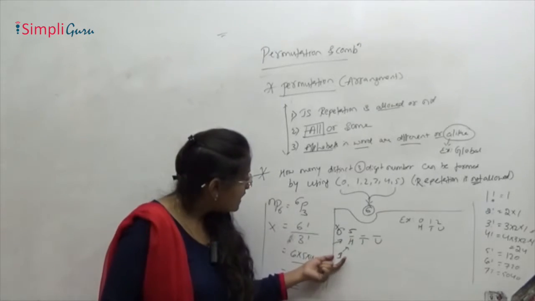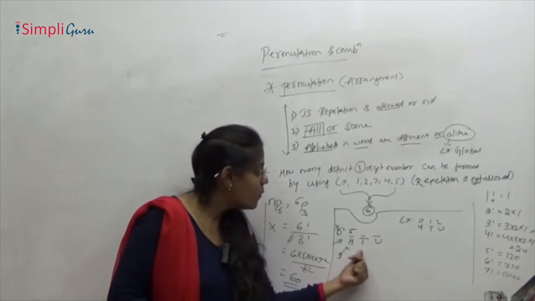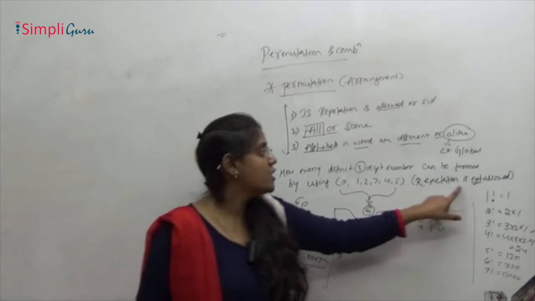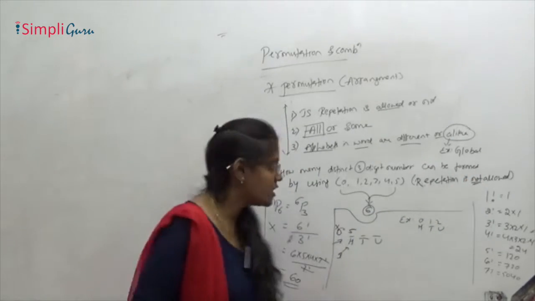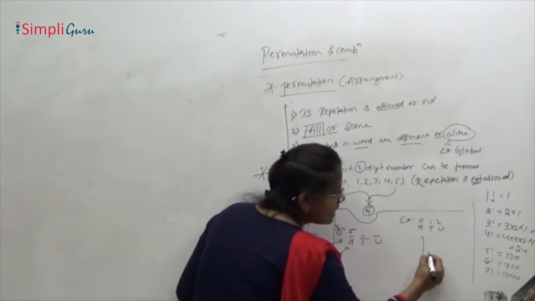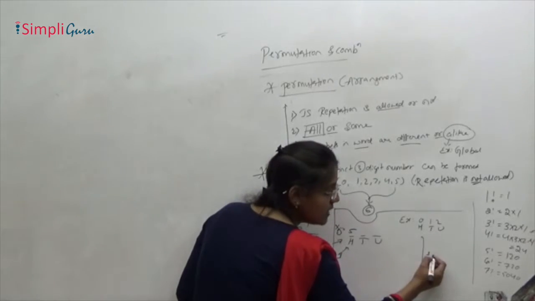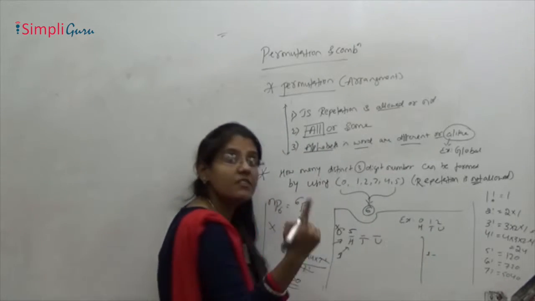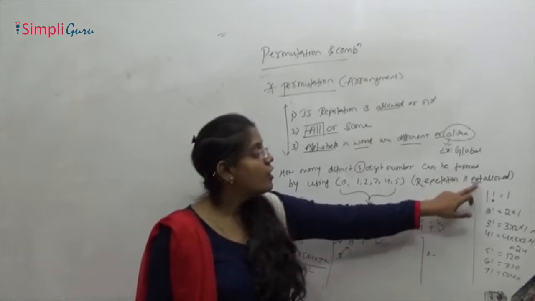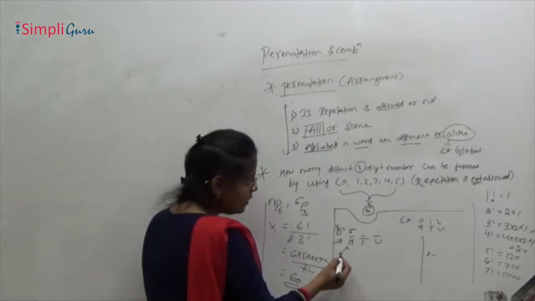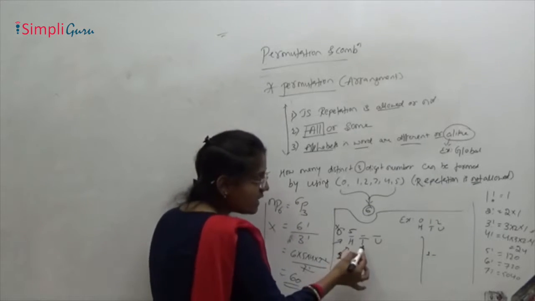Right? So at that time I can't write this number 1 at the 10th place because repetition is not allowed. What is the meaning of repetition is not allowed? It means if you are writing a 1 here, I can't write the same number here. The next number should be a different number. That is the meaning of not allowed. Correct. When you are writing 1 here, you can't write 1 here.